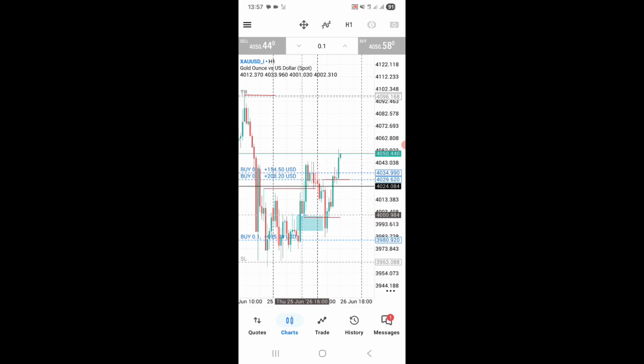Price has also broken this normal break of structure. It created a change of character here. However, while doing that, it tested this fair value gap here, as well as this order block. Point of interest right here, or we can say it's also a demand zone. I think so.